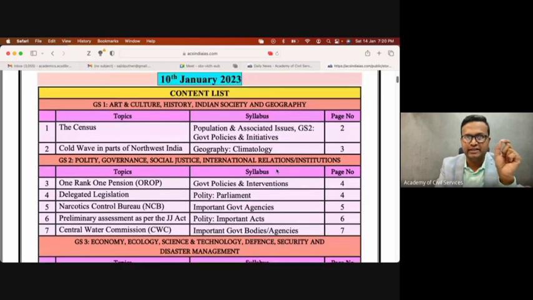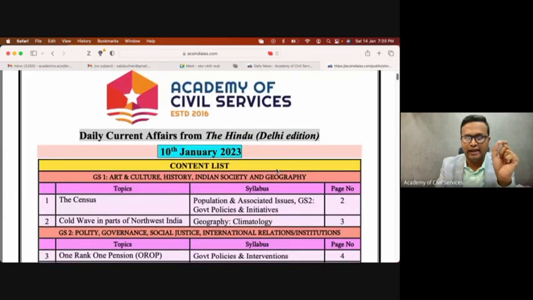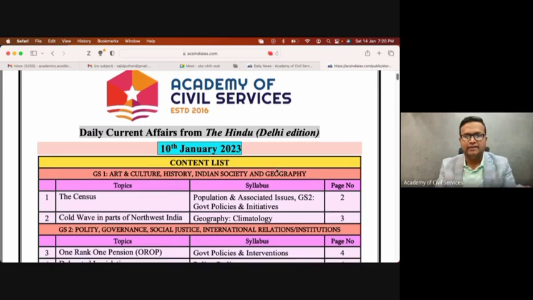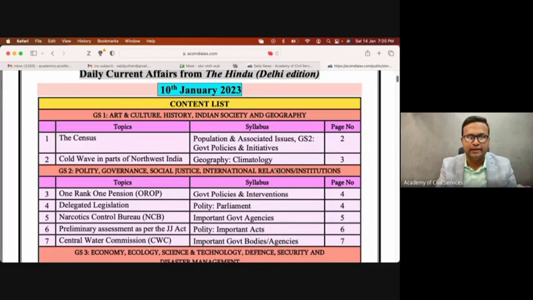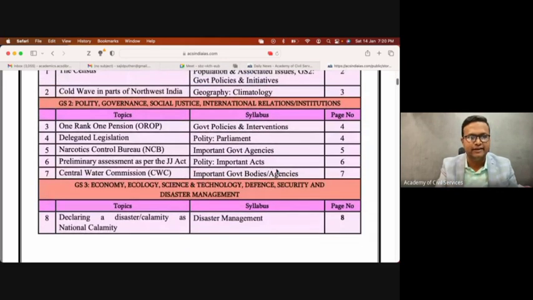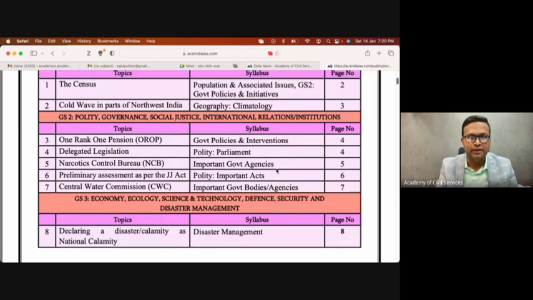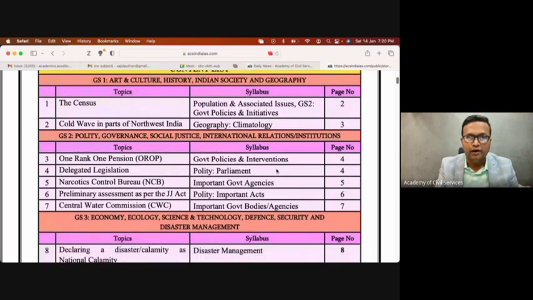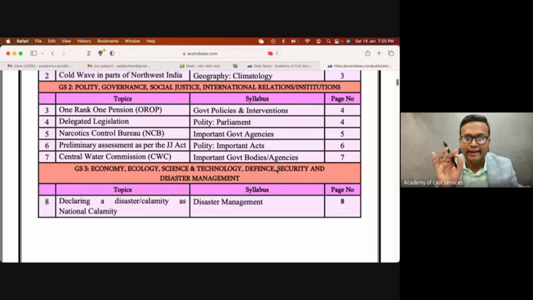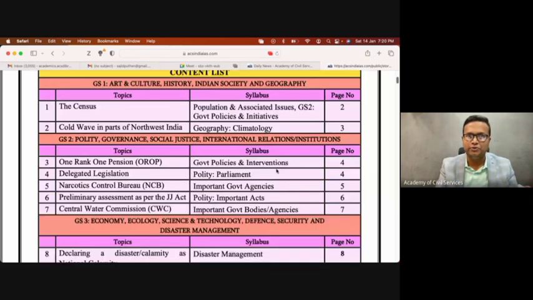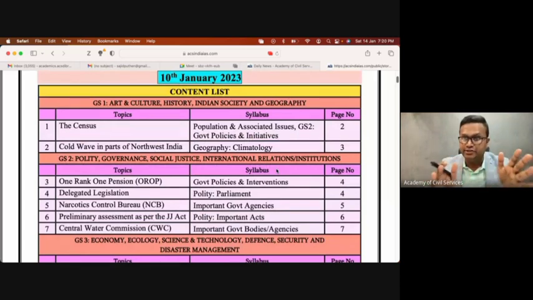Are you able to see the 10th January, The Hindu analysis on my screen now? Yes, okay. Then in the 10th January 2023 newspaper, only 8 news are relevant for the civil services examination. Then you need to read only these 8 news.